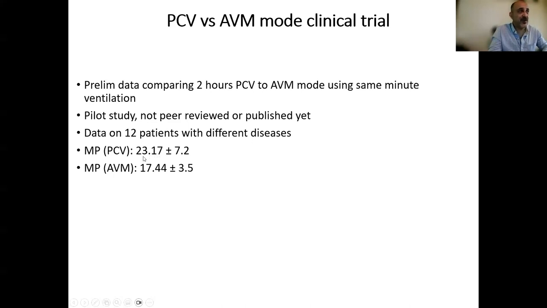As you can see, it's pretty high on the pressure control ventilation, 23 plus or minus 7.2. And after we switched to AVM, it went down to 17.44. There's no statistics. I don't know if those numbers will be significant or not. I think they will be, but again, I can't make any other claims. Hopefully, we'll publish the study soon.